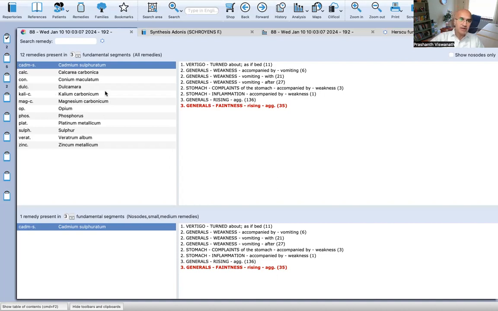Now, I want to bring your attention to another window below this, which not many people know about in the Herscu module. This is the nosode, small and medium remedies segment. And here you see only one remedy.